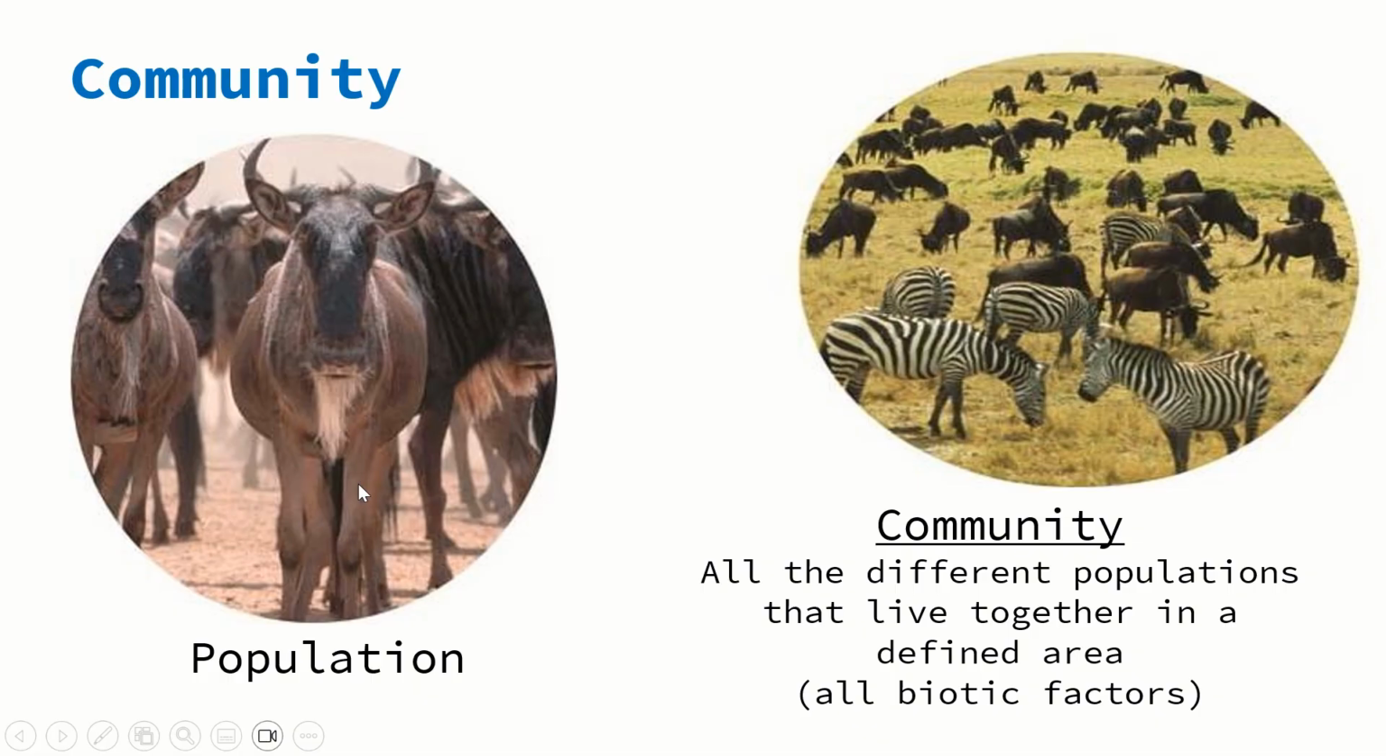From population, we could study then the community, and the community is all of the different populations that live together in a defined area. So all of the biotic factors. So in this case, we'd be studying that antelope type animal. We'd also be studying the zebra. We might be studying the grass. We could be studying the soil bacteria. We could be studying the birds that come into this area. But any of those biotic factors and how they interact with one another, that would be studying at the community level of ecological organization. Okay?